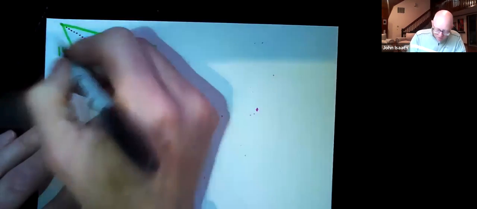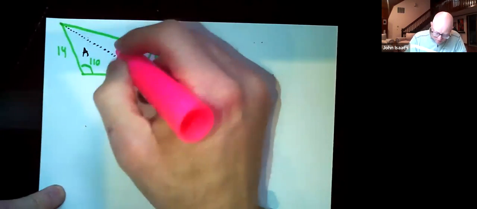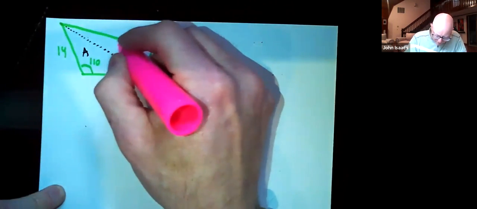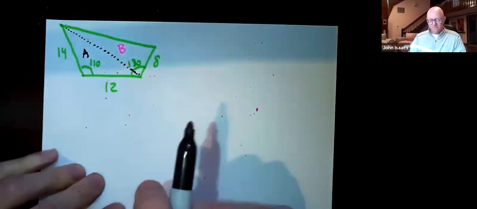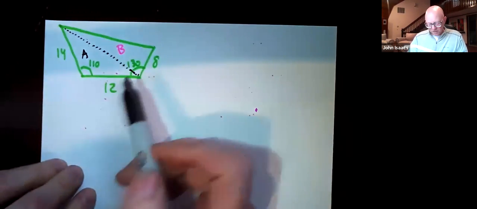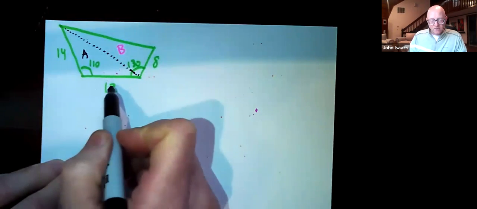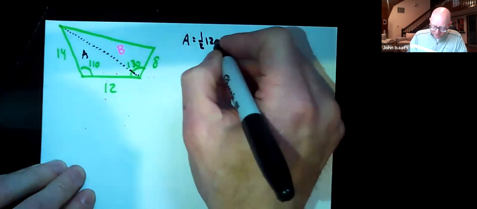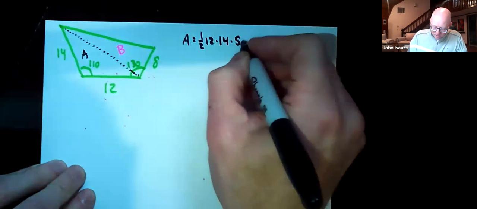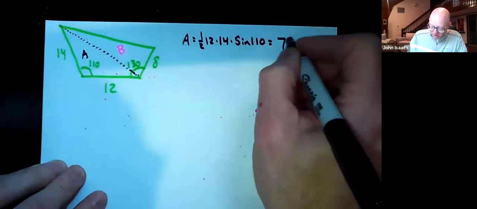We're going to call this triangle A, and then I'm going to call the other one triangle B, and we're going to find the area of both of those triangles. In order to do so, we might need to do a little work, but this is the process. Split the shape up into 2 shapes, find the area of this triangle and the area of this triangle. Now, triangle A isn't so bad because we have a side, an included angle, and another side. So that's going to be area equals 1/2 of 12 times 14 times sine of the included angle, which is 110. And that works out to be 78.93.